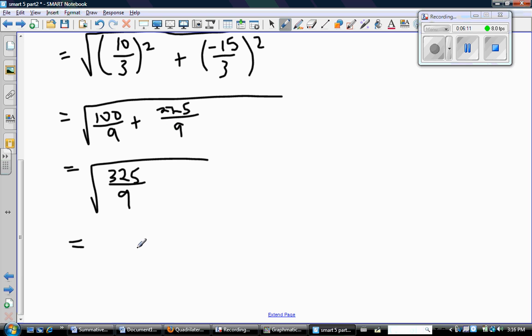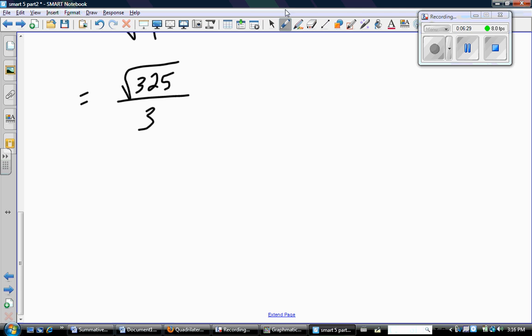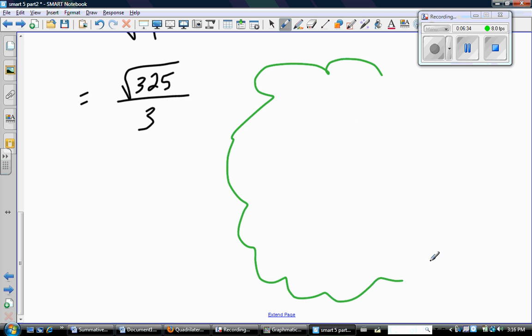So when I'm square rooting a fraction, I can separate that into the square root of the numerator and the square root of the denominator. And that's kind of nice because I know that the square root of 9 is just 3. Now, 325 is not a perfect square. So we have to do something called reducing a radical or simplifying a root.